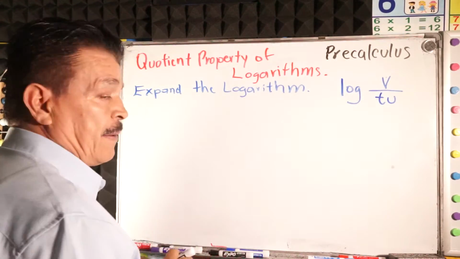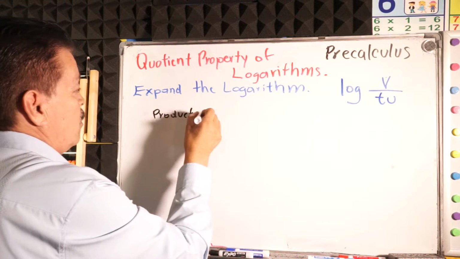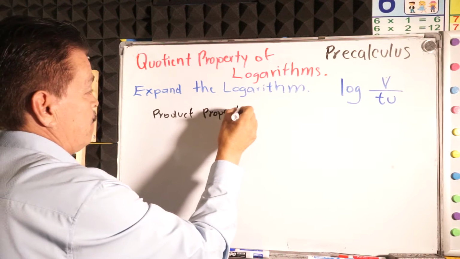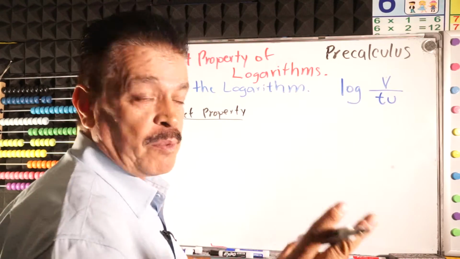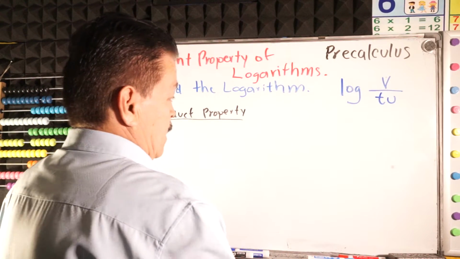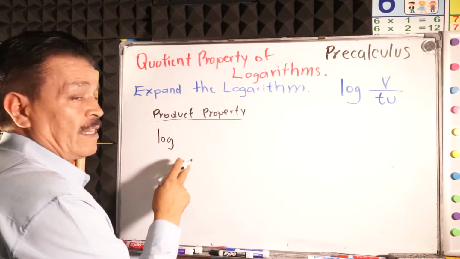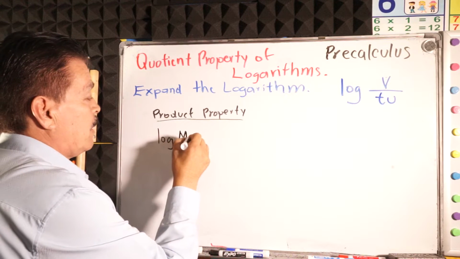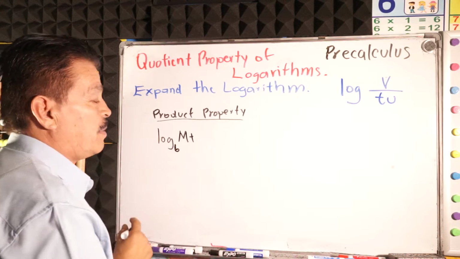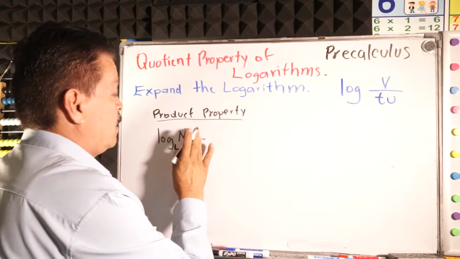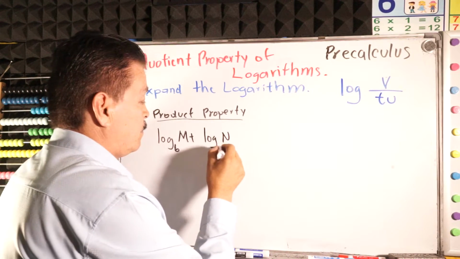The first one is the product property. We are talking about the logarithms. So this property is when you write log m with the base b plus log n with the base b.